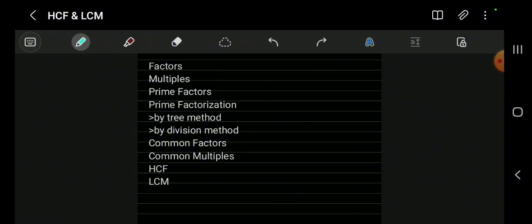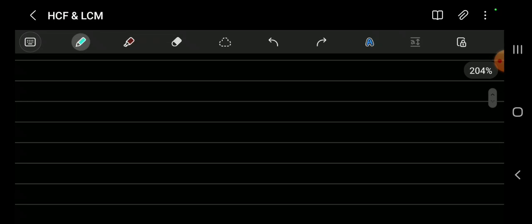Let's start. First thing is, what are factors? As discussed in our last video, factors are actually the smaller numbers that, when multiplied, like a pair of factors when multiplied, give you your original number. So all the numbers that when multiplied by some other number give you the original number are called factors.